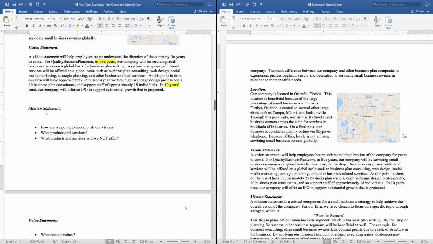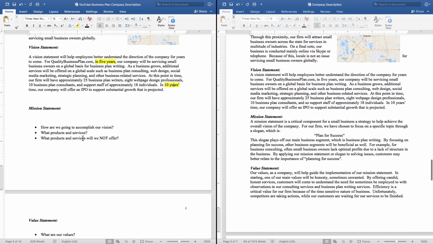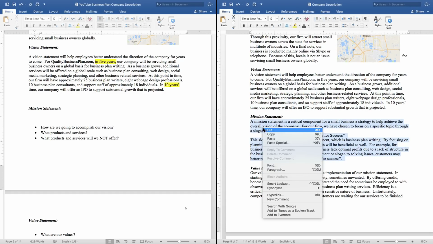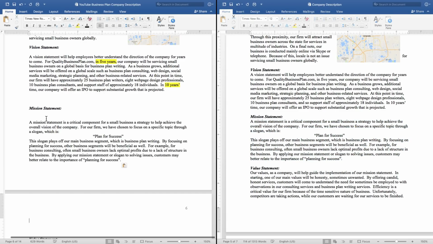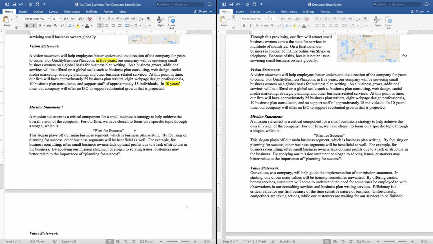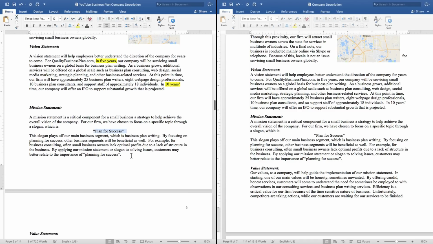So now my mission statement, like I said, and my value statement are all going to be focused on attaining this objective right here. So for the mission statement, these are some of the components you can put into there. And for my company, this is what I've decided to use as a mission statement: plan for success. And so that's the mission statement for my company. And it's got a multitude of different meanings.